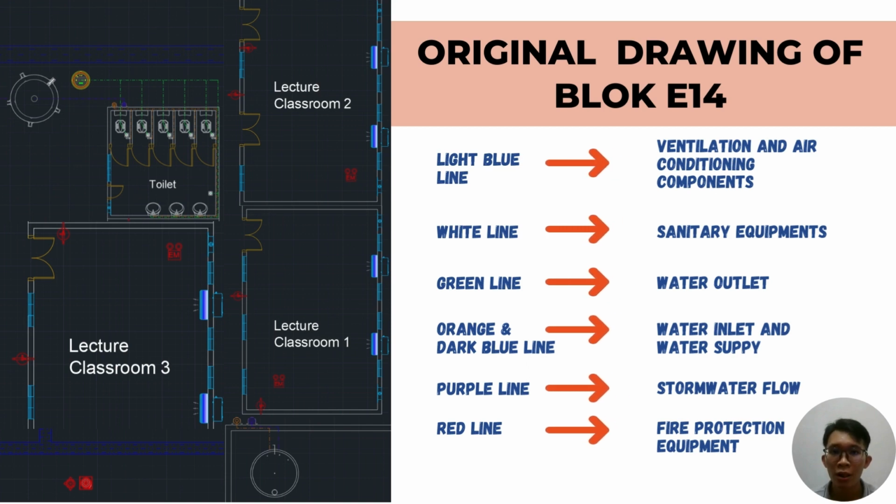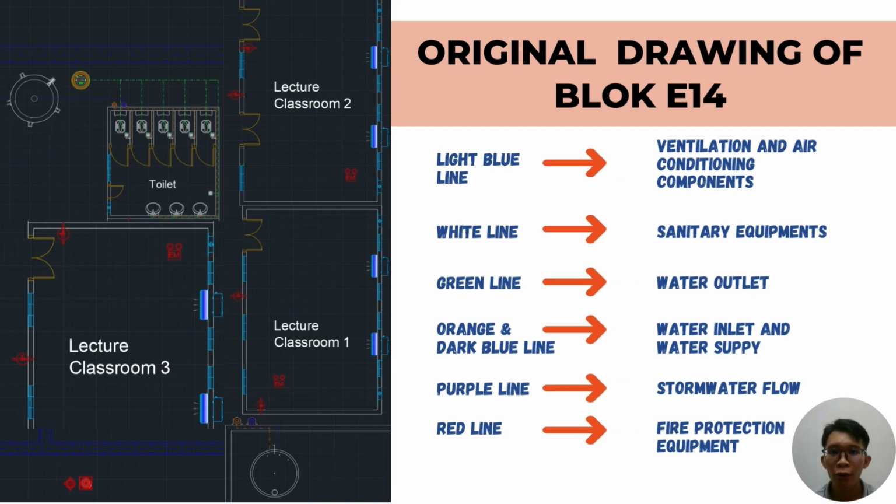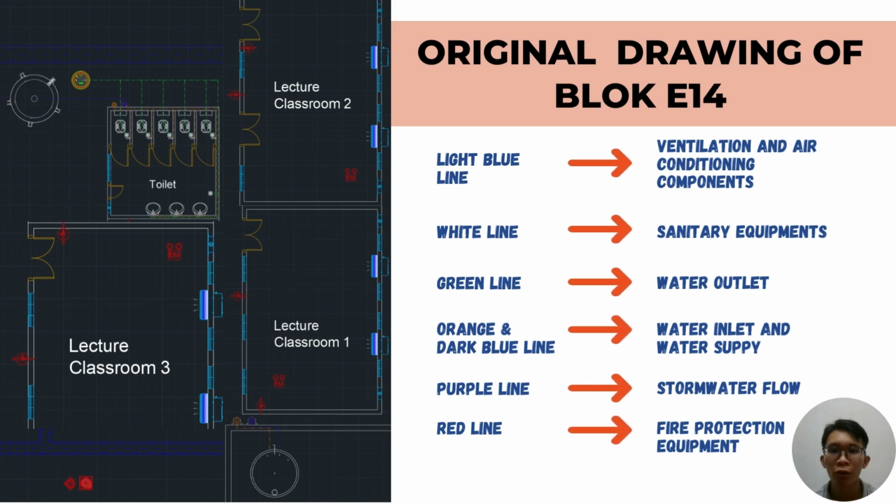All the related components are drawn in the light blue line. These components include windows, exhaust fans, air conditioning indoor units, and air conditioning outdoor units. For the plumbing system, the white line is used to indicate the sanitary equipment in the building. The green line represents the water outlet. The orange and dark blue lines represent the water inlet and water supply, while the purple line represents the stormwater flow. All the water outlet will then flow to the outside pipe, gathering together in the main pipe and being delivered to the manhole.